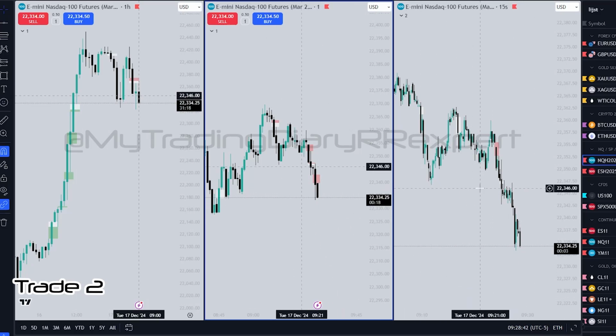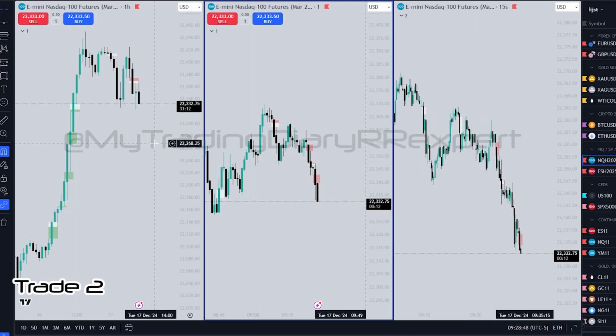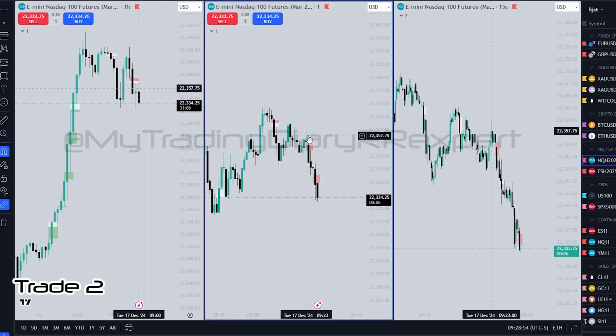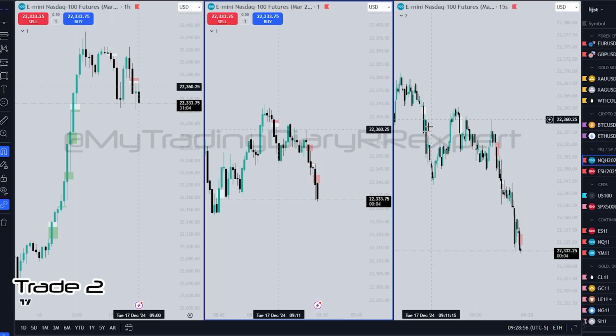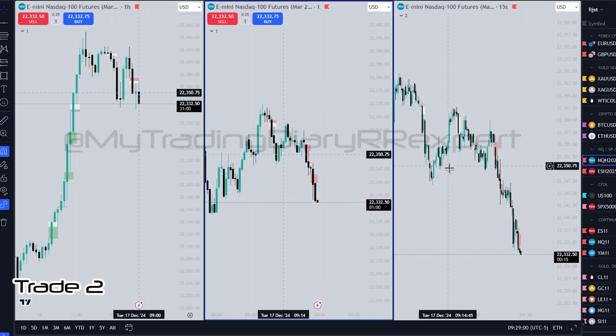I also get a lot of people who ask me about bias. I just showed you. You're not going to know the bias. You have to be in what I call the trenches. Like a soldier, you have to be looking at the charts, because sometimes the bias can change based on what you're seeing on the higher time frames.